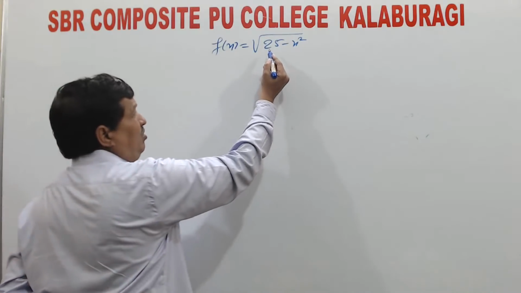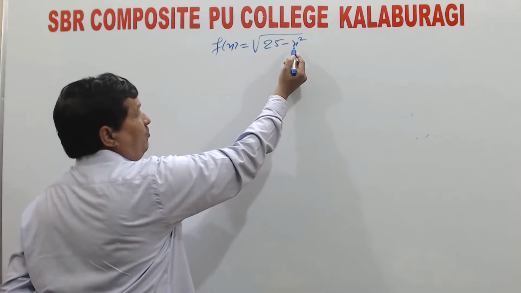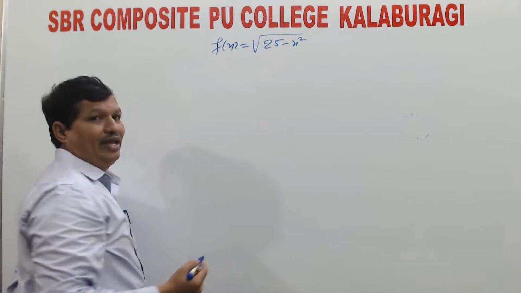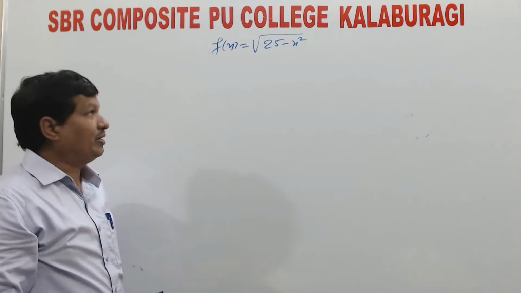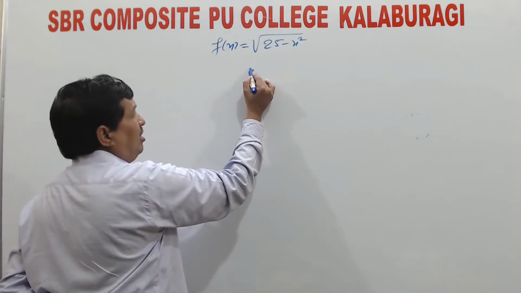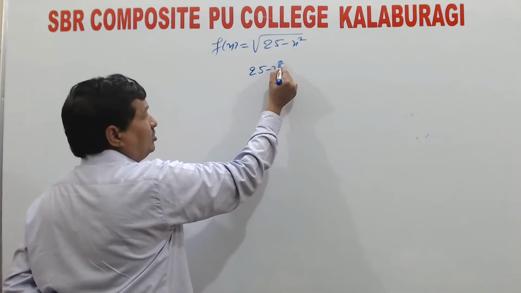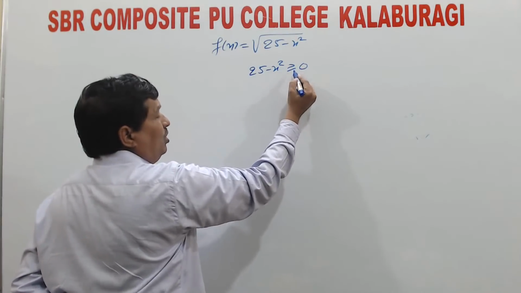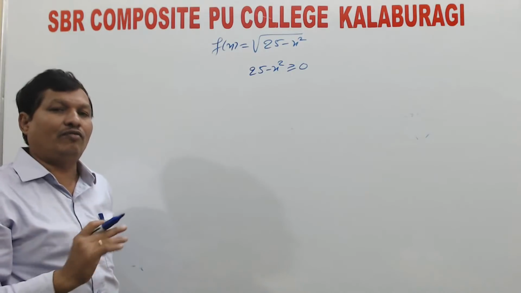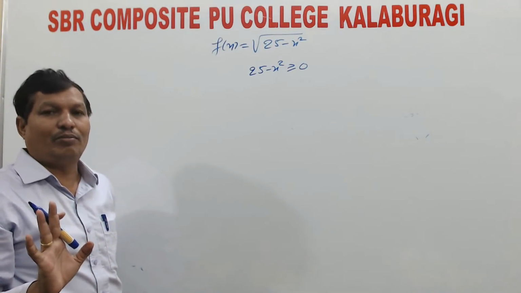Here also, whenever you want to find the domain, for what value of x will f of x exist? Again here, 25 minus x square should be positive. Then only f of x will be a real number. If it is negative, f of x will be a complex number.